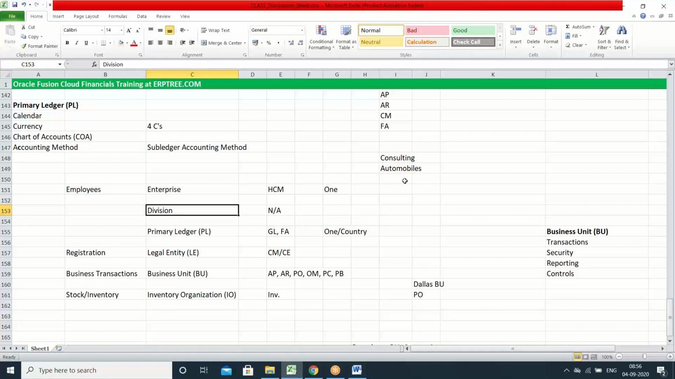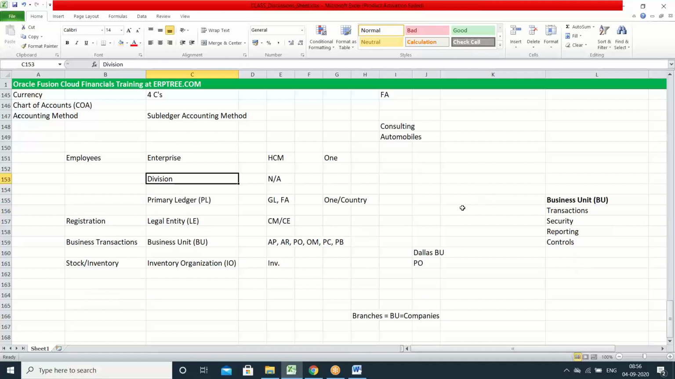How many divisions do you have to create? Consulting as one division, automobiles as one division. You may have 2 divisions as per your business, or else, if not based on the businesses you are operating, you can have a division with another representation. Maybe you are operating the business across the globe. In that case, you can have APAC as one division, EMEA as one division. This is how you can have separate divisions geography wise.